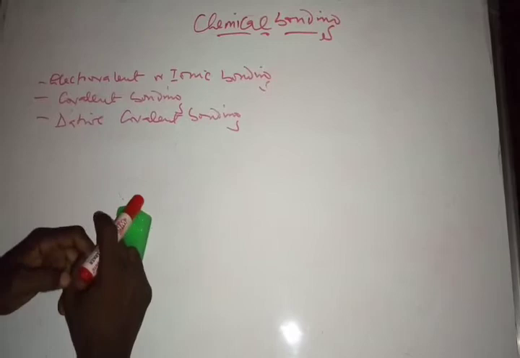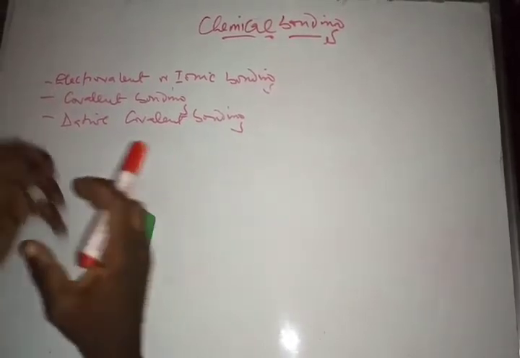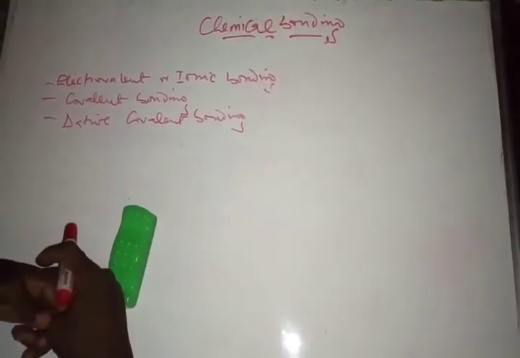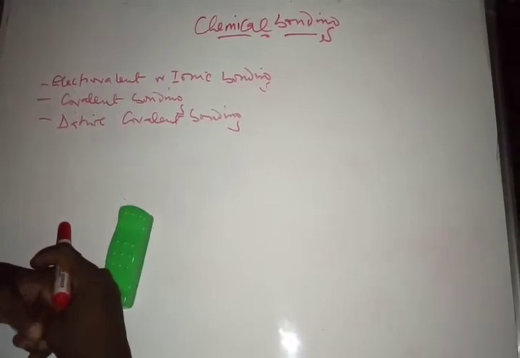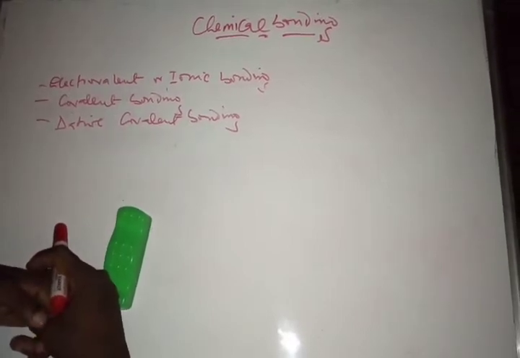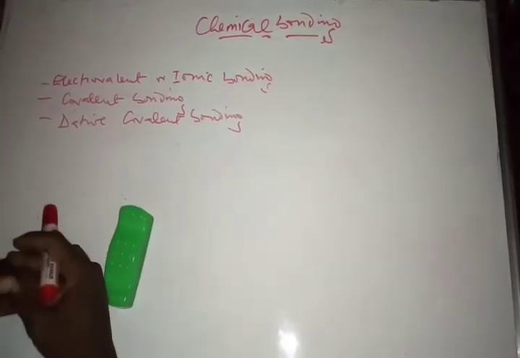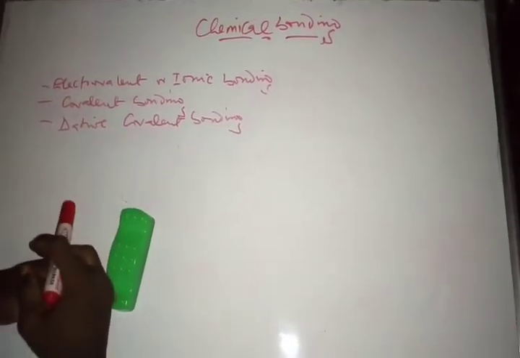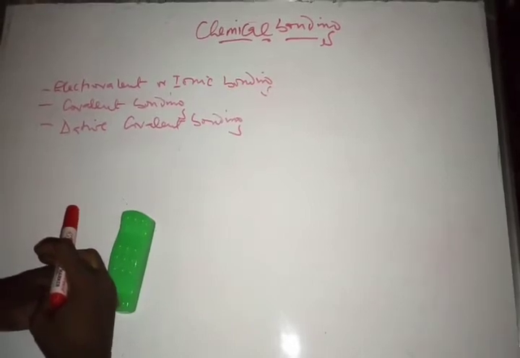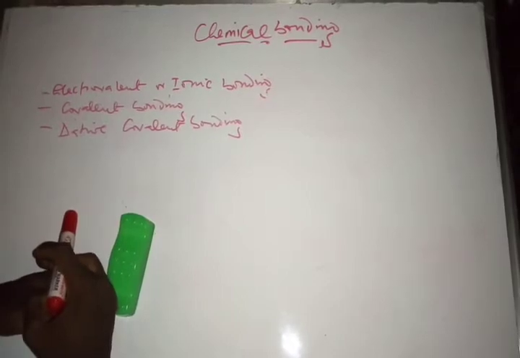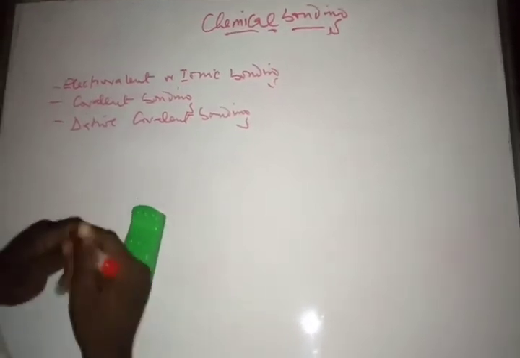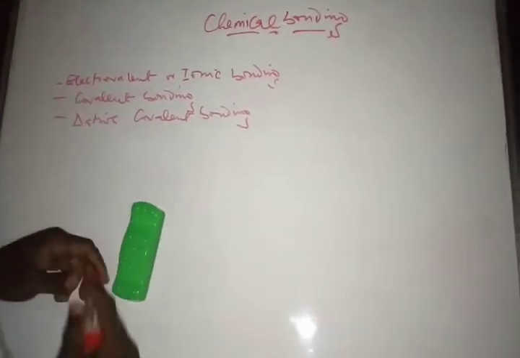What is chemical bonding? Bonding is all about coming together. The moment two or three things come together, they lose their identity, and the product of such bonding produces compounds of a different identity. Now we have three major types of chemical bonding. We have electrovalent or ionic bonding, we have covalent bonding, and we have dative coordinate bonding.